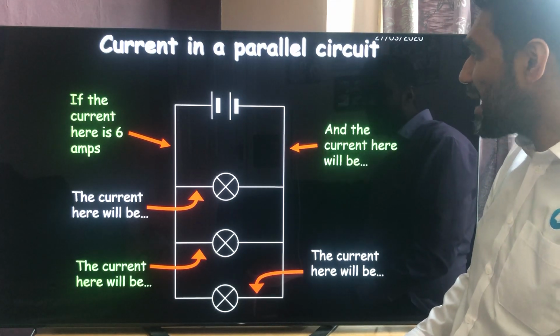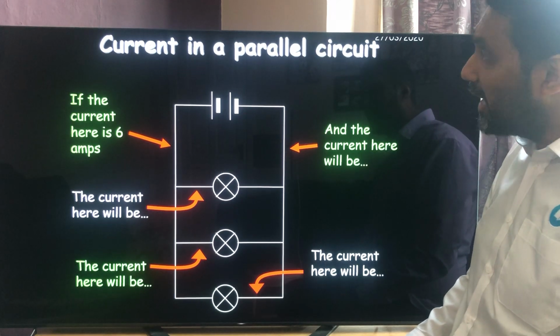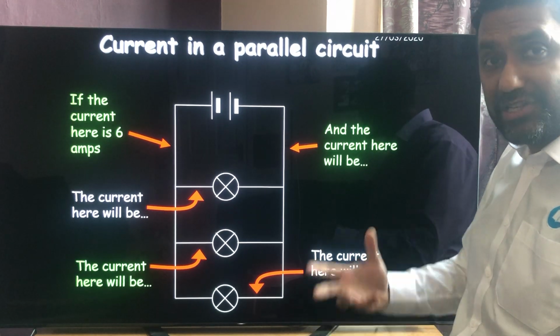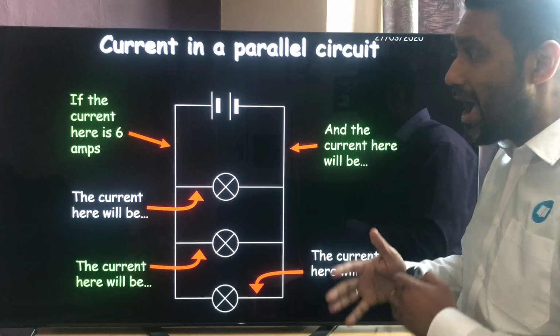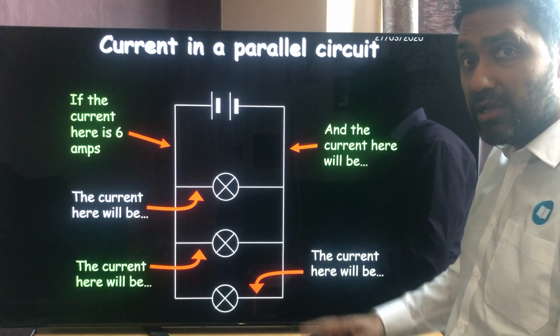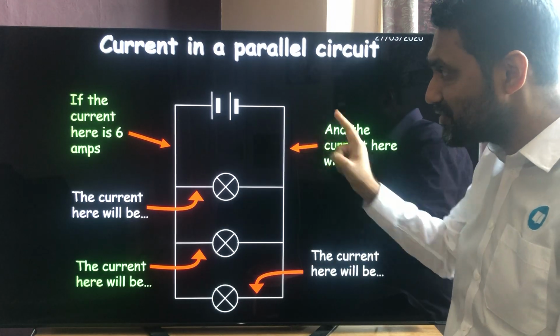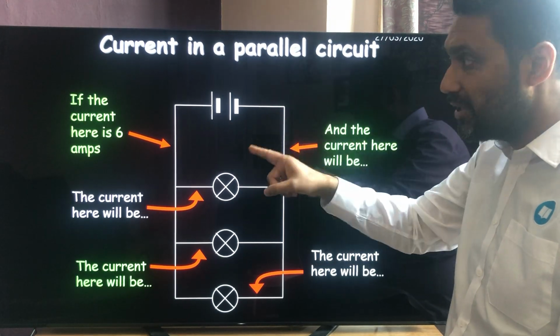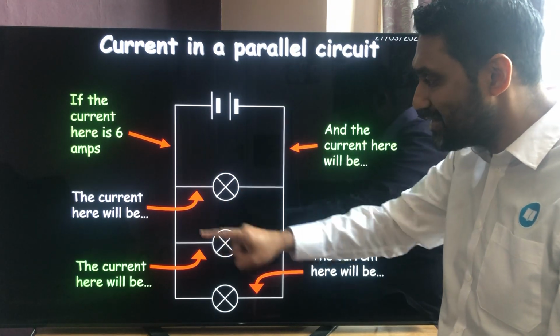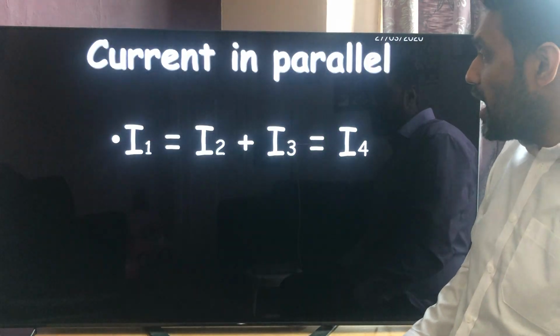So that's what's happening in a parallel circuit. The current is split at different junctions. And that's different to a series circuit, remember. In a series circuit, it's the same at every single point, no matter what. But in a parallel circuit, the current splits at the junctions.